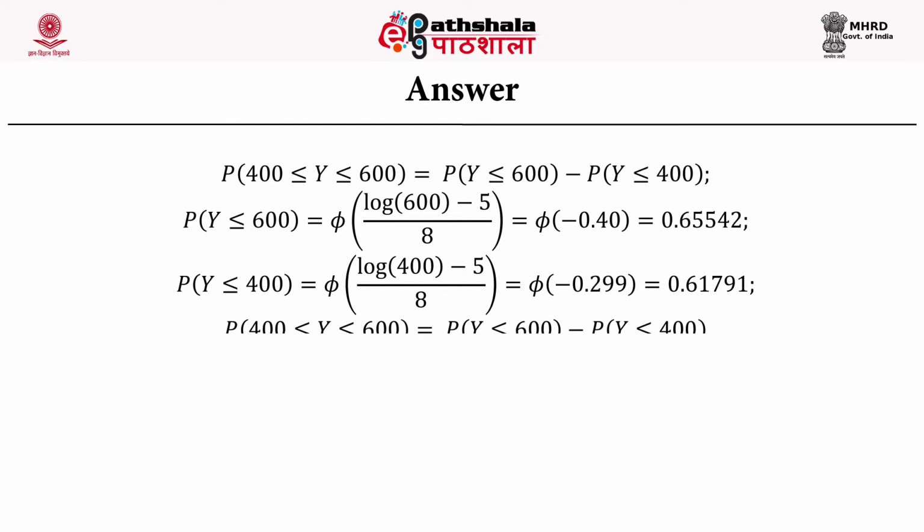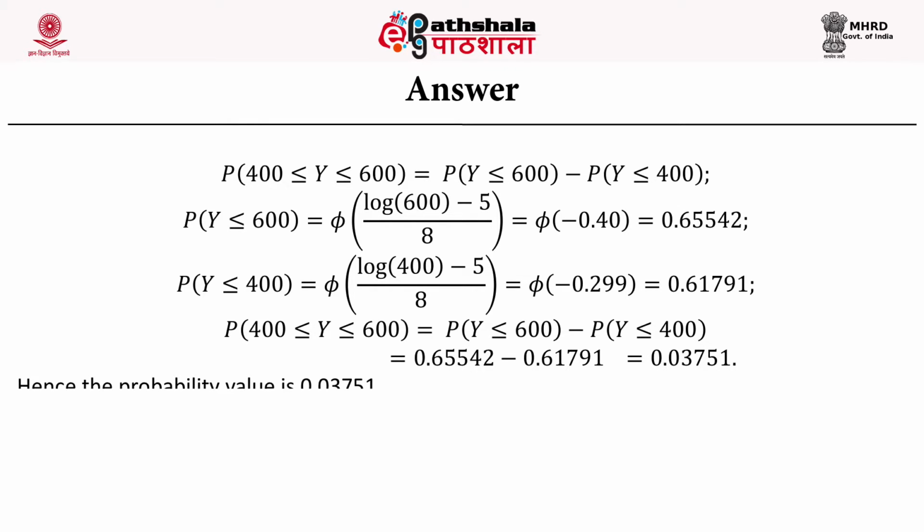As we know, it is equal to phi of (log of 600 minus mu upon sigma), which is equal to phi of minus 0.40, and from the table you can see the value for minus 0.40 is equal to 0.65542. Similarly, you can find the value of Y less than 400, which is phi of (log of 400 minus mu upon sigma), which is equal to phi of minus 0.299, which is equal to 0.61791. So probability of 400 less than Y less than 600 is equal to 0.65542 minus 0.61791, which is equal to 0.03751. Hence the probability value that we derive at the end is 0.03751.